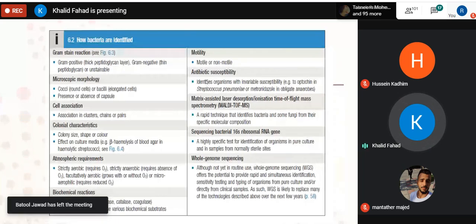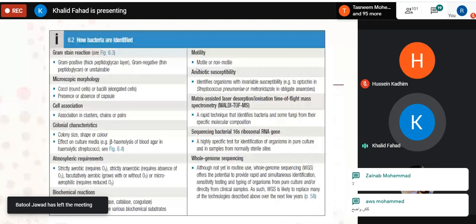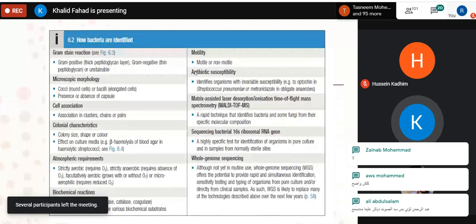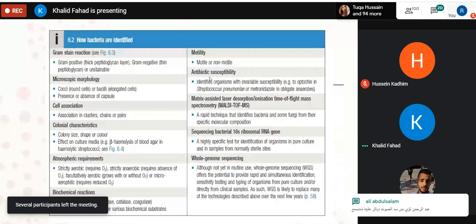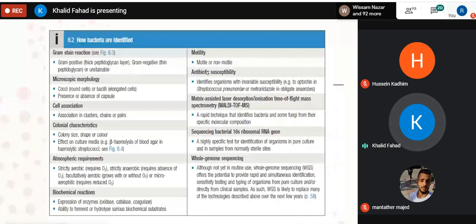Or according to the motility of the organism, either motile or non-motile, or according to antibiotic susceptibility. For example, penicillin-sensitive pneumococcus or penicillin-resistant pneumococcus, or commonly in Staphylococcus, methicillin-resistant Staphylococcus aureus.